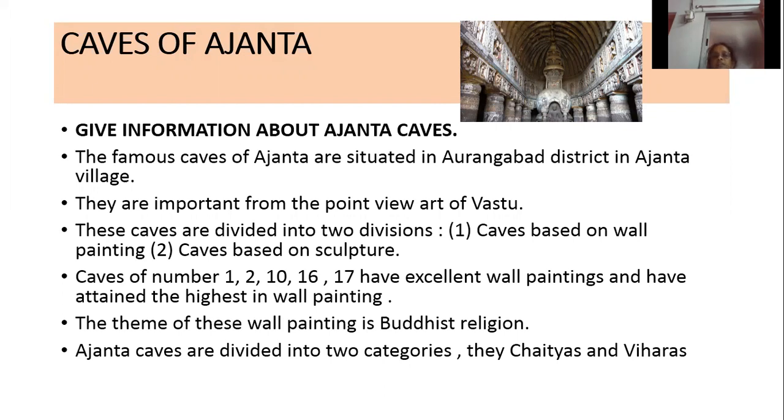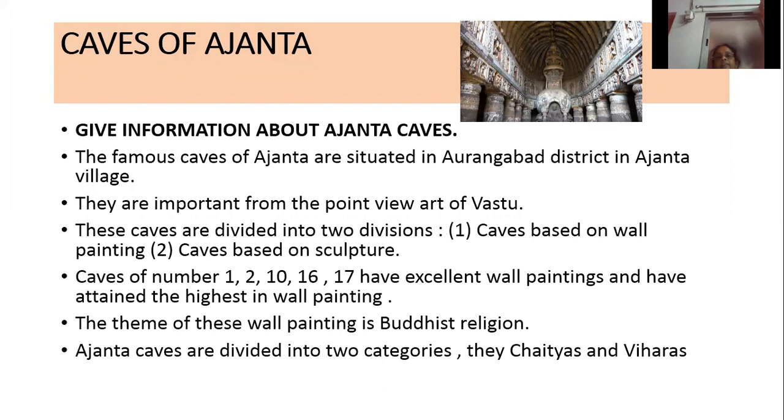Then what is the subject matter of this wall painting? The Buddhist religion. So the theme of this wall painting is the Buddhist religion, and they are made of natural colors. They are painted with the juice of fruits and vegetables.